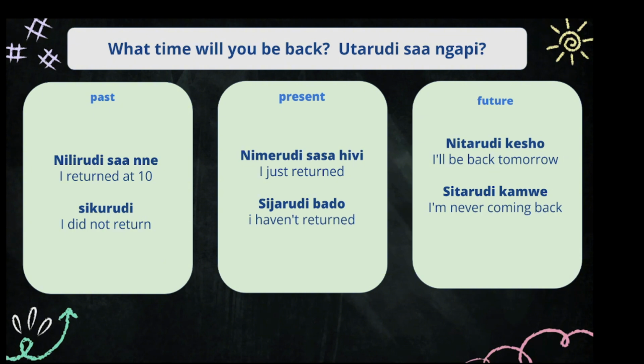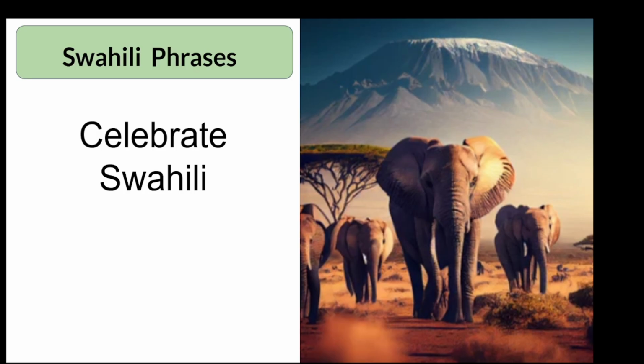You know, say you're in love with this beautiful person and they're saying, oh, please don't leave. I need you. And you might just say, don't worry, I'll be back tomorrow. Nitarudi kesho. Uh-oh, this is not something you probably want to say unless you have to. Sitarudi kamwe. I'm never coming back. So forget about seeing me ever again.